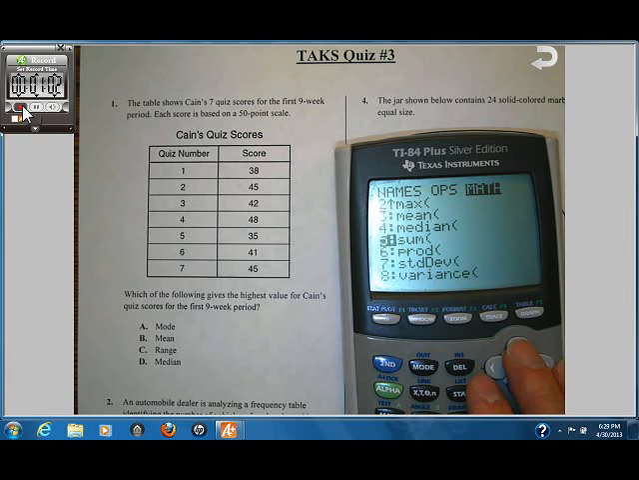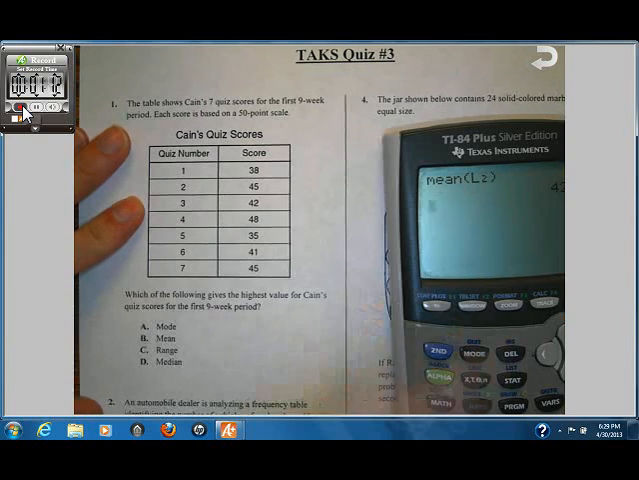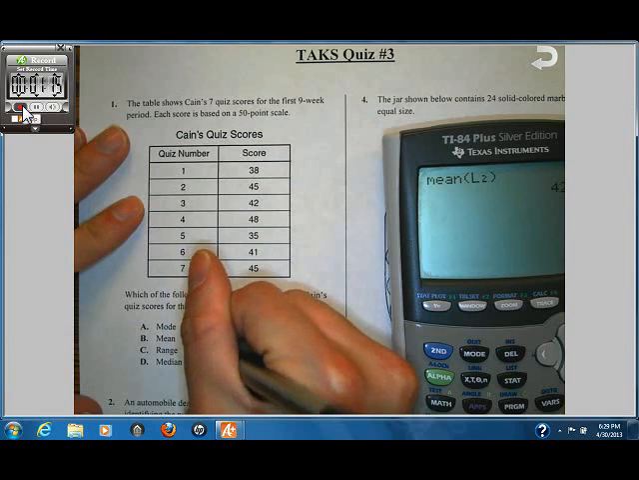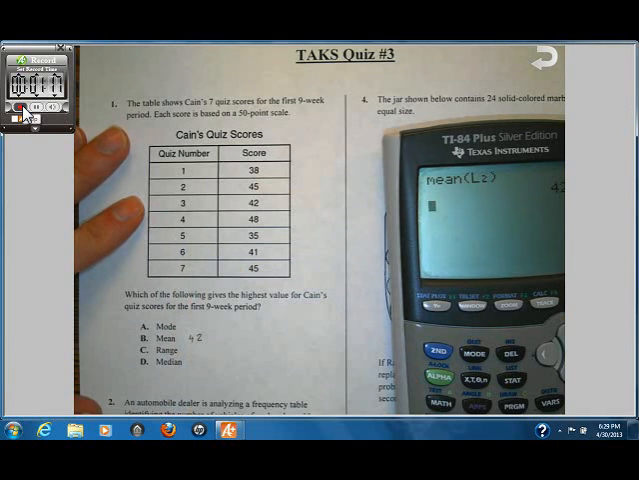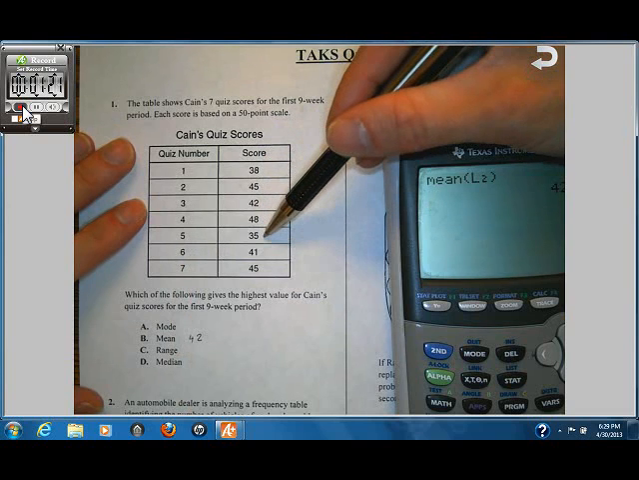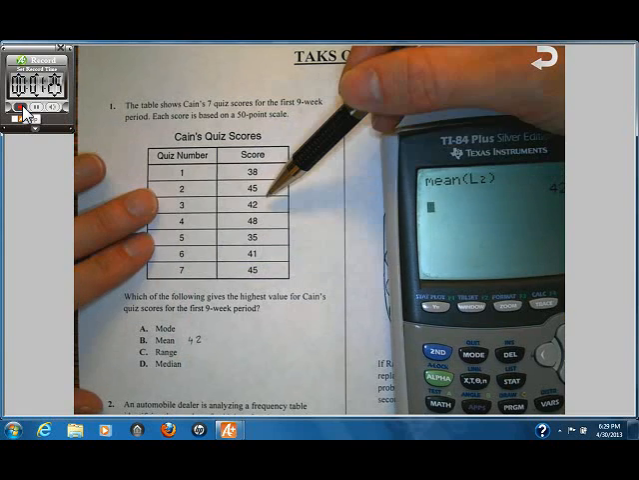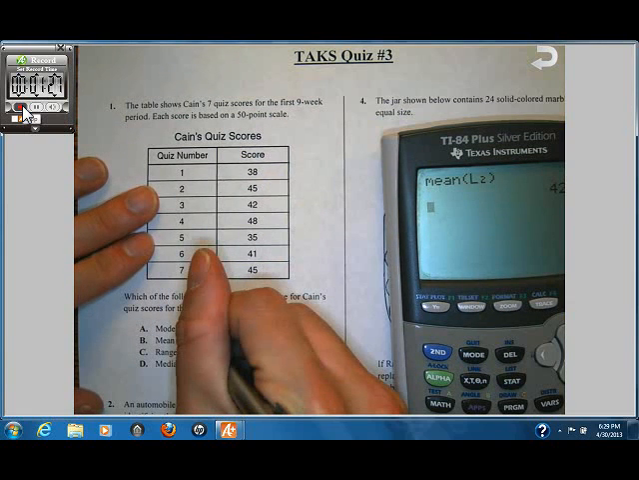I don't know if there is one for mode. I'm sure there is somewhere. So let's find the mean of list 2. The mean of list 2 is 42. The mode of list 2, you can just see, okay, 38 appears once, 45, 42, 48, 35, 41, 45. So 45 appears twice, so that's your mode.